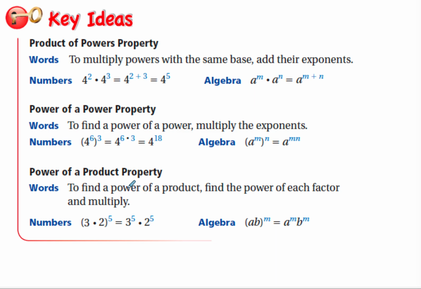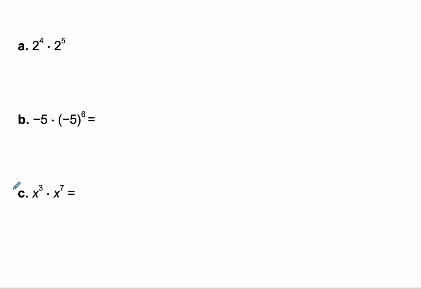So for these first two, in order to do this, it has to have the same base. But on this one here, we have different numbers, and you're basically doing distributive property. So 3 times 2 to the 5th power is the same thing as 3 to the 5th power times 2 to the 5th power. We took that 5, and we put it on each one of those numbers. All right, so let's go ahead and try some of those problems.